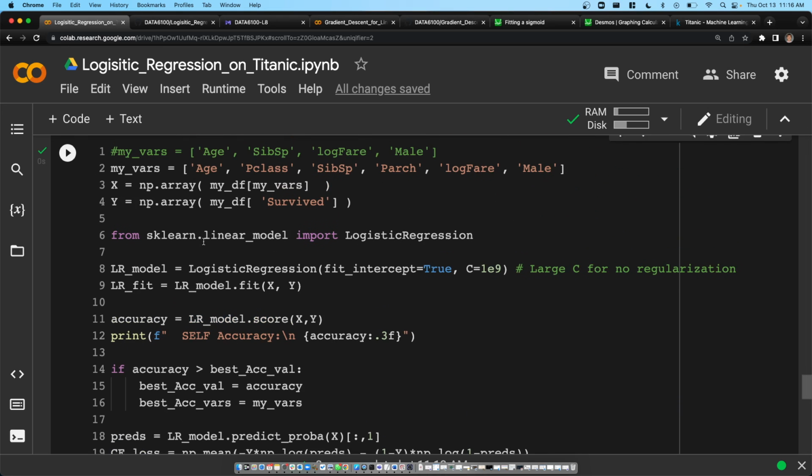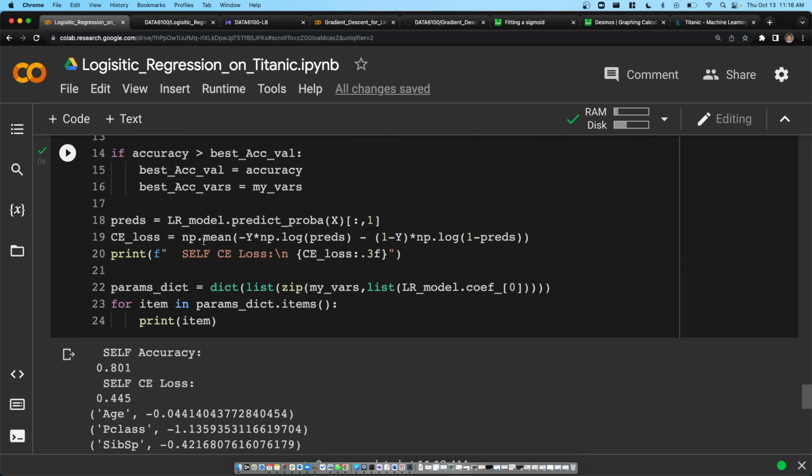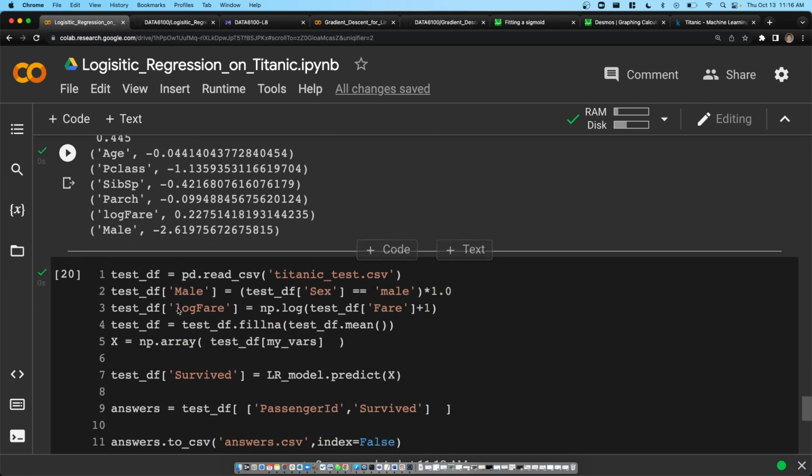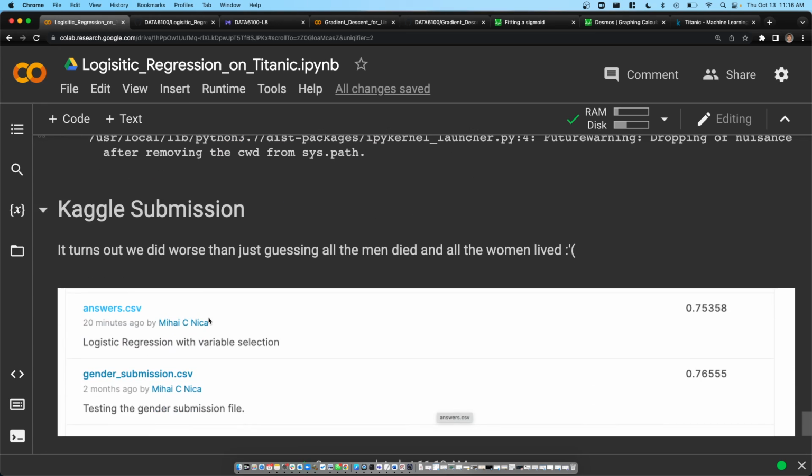Everything at the end. I tried both of these best combinations with the entire data set, and then I submitted it to Kaggle. So I ran it, and then I outputted the test set, and then I submitted it to Kaggle. And it turns out I did worse than the submission which is just guess all the women lived and guess all the men died. Then you get 76% accuracy. I only got 75%. But this is where I stopped.